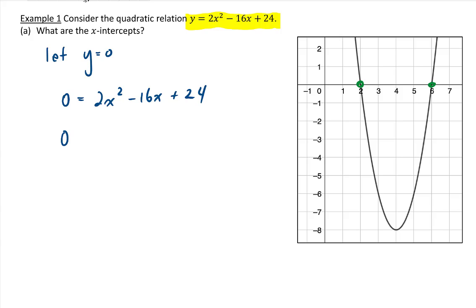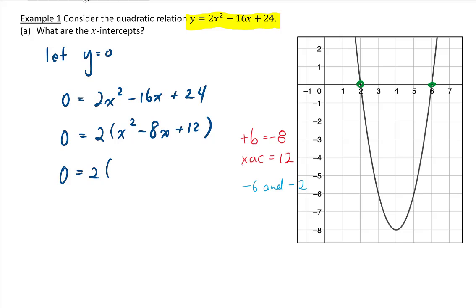So remember, our first rule is to common factor first. So we end up with 2 times x squared minus 8x plus 12. Next, we want to factor the quadratic x squared minus 8x plus 12. So we need two numbers that add up to negative 8 and multiply to 12. Two numbers that work are negative 6 and negative 2. Since the a value is 1, we know that the magic numbers are part of our factors. So we have x minus 6, x minus 2.